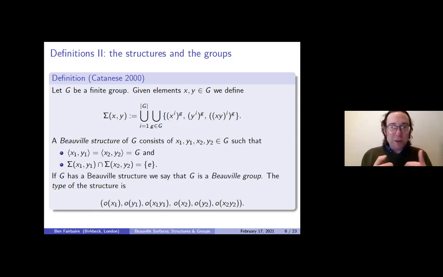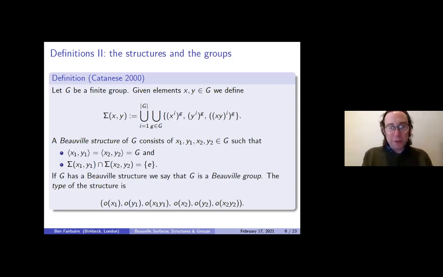Because after all, if there was a conjugacy class in common, then that would have an order that would divide both of these things. Whereas if the orders of the elements are all co-prime, then we definitely have those sigma sets not intersecting. It's not always possible to do that, but it is a useful trick that's sometimes helpful.